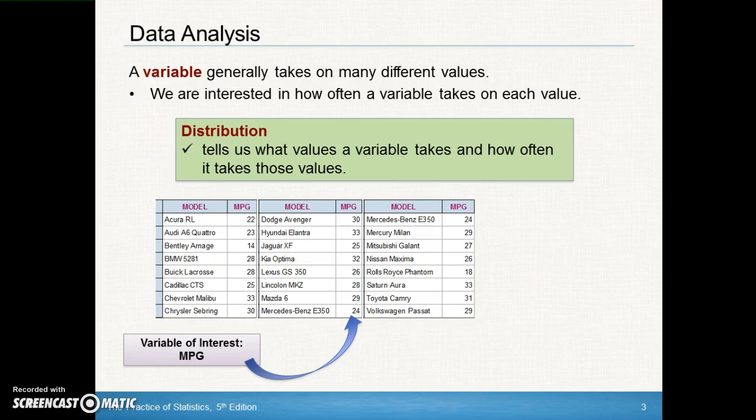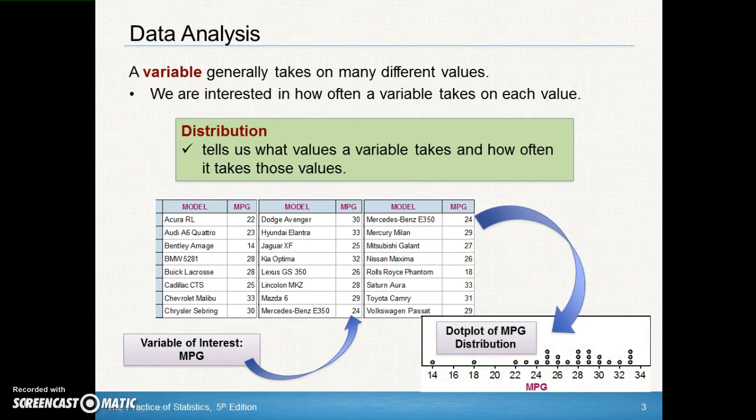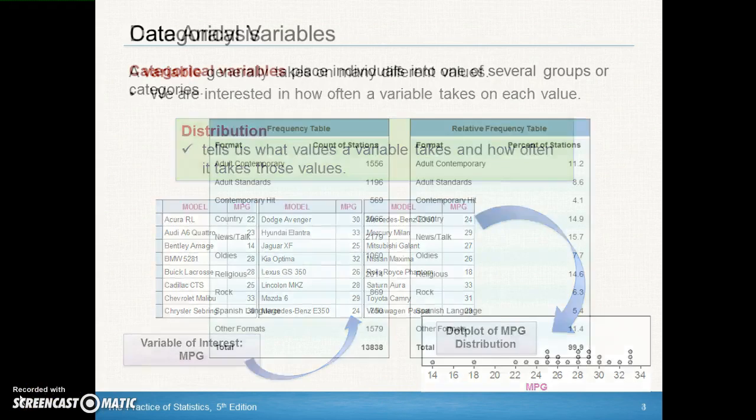So for instance, here we have some car models and their average miles per gallon that they get when they're driving. So the variable of interest is the miles per gallon that the cars get. We can use this dot plot to examine how frequently a car gets a certain number of miles per gallon. So we can see that 3 cars get 25 miles per gallon, 3 cars get 29 miles per gallon, 1 car gets 32 miles per gallon. This is the distribution of the data.